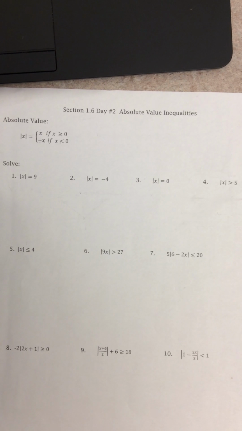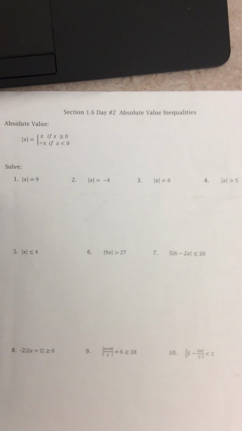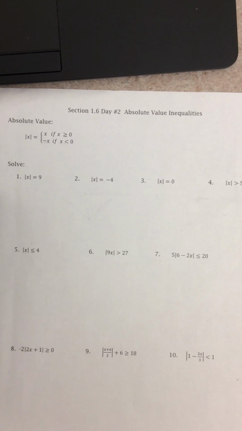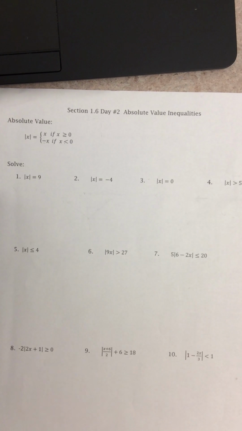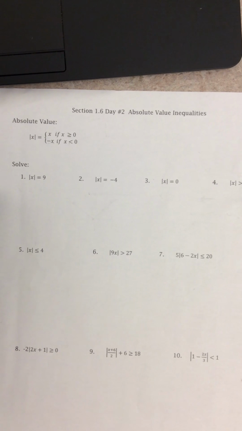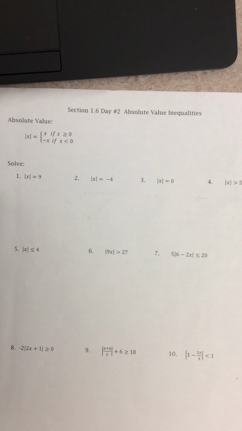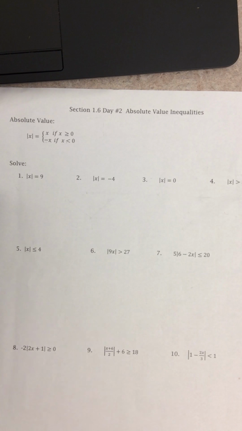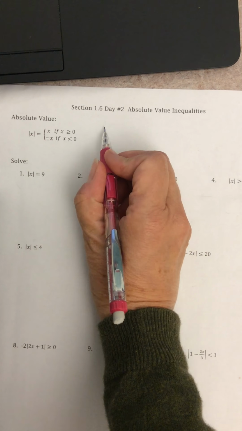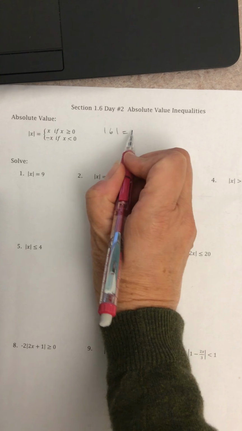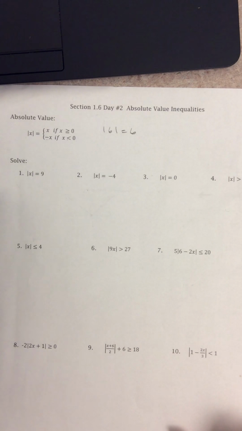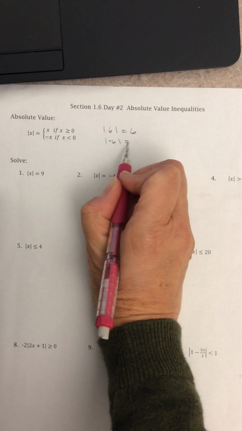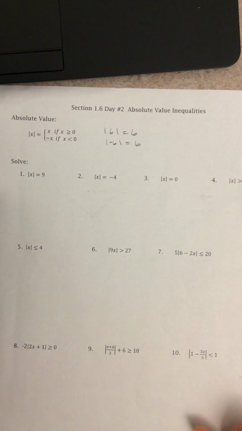Okay, so this is section 1.6, day 2, and we're talking about absolute value with inequalities. So, quick refresher about absolute value: you have two things that you have to keep in mind when you're dealing with absolute value. One is that if you take the absolute value of a positive number, you will get that same positive number out. If you take the absolute value of a negative number, you will get the positive value out.